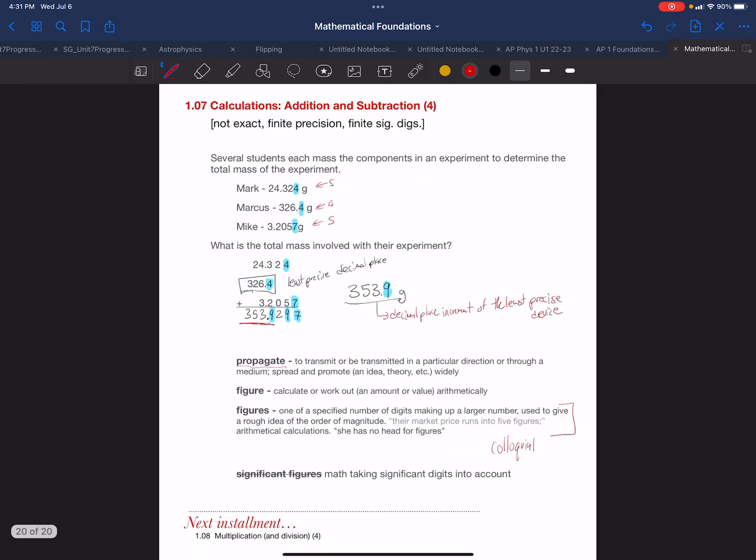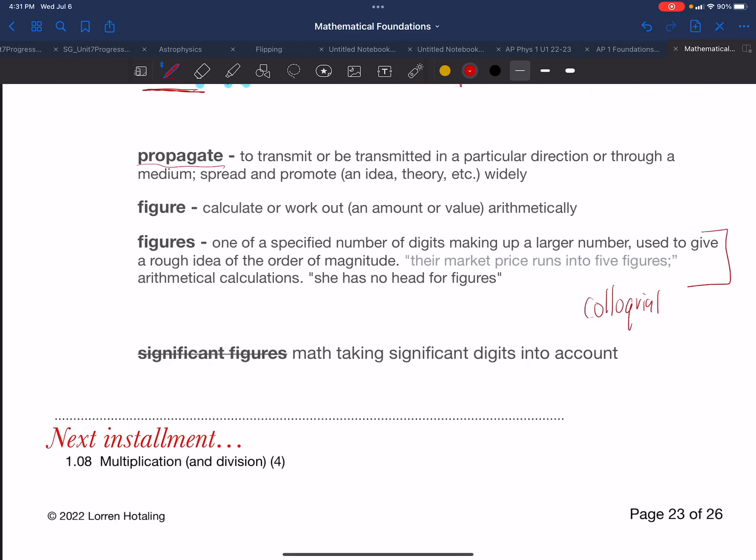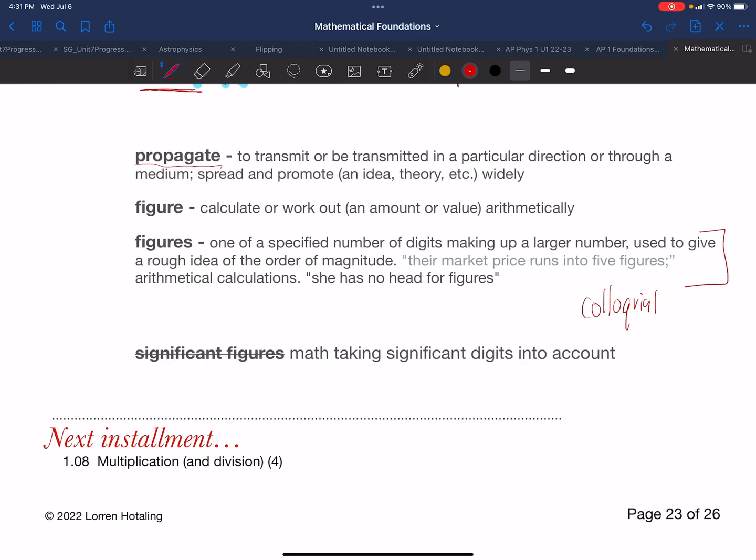That's this installment. In our next installment, we will, of course, take a look at this propagation of uncertainty in calculations for multiplication and division.